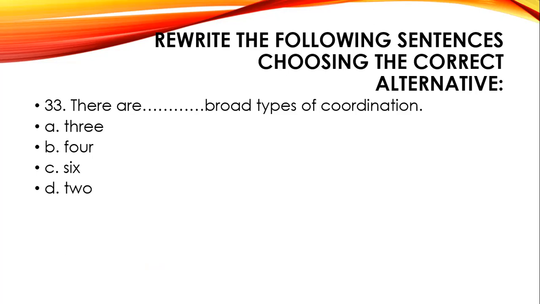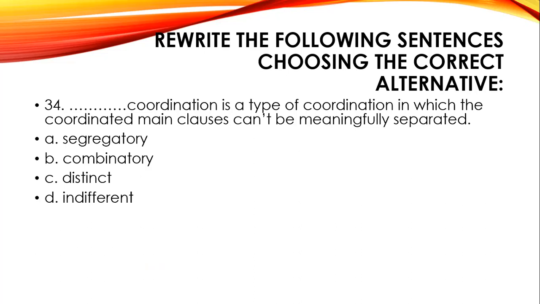There are ___ broad types of coordination. Option A, 3. Option B, 4. Option C, 6. Option D, 2. And the correct answer is option D, 2. There are two broad types of coordination. ___ coordination is a type of coordination in which the coordinated main clauses can't be meaningfully separated.